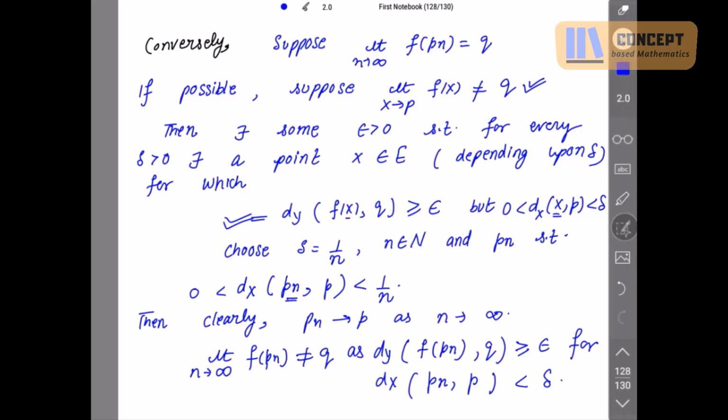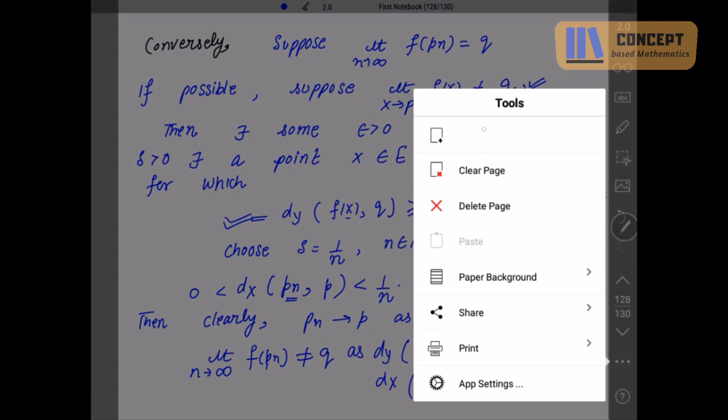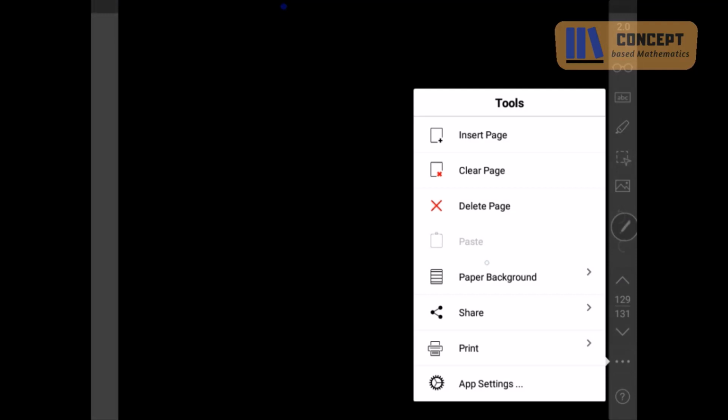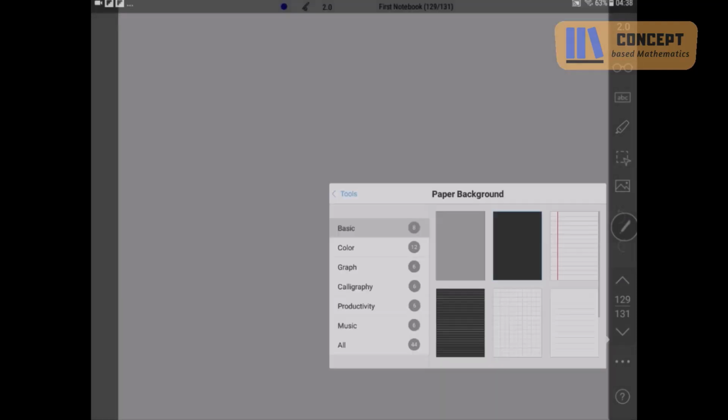I am inserting one page. Let the color be white.